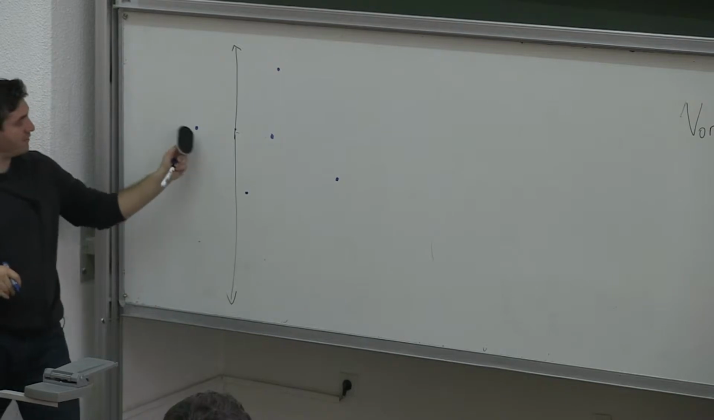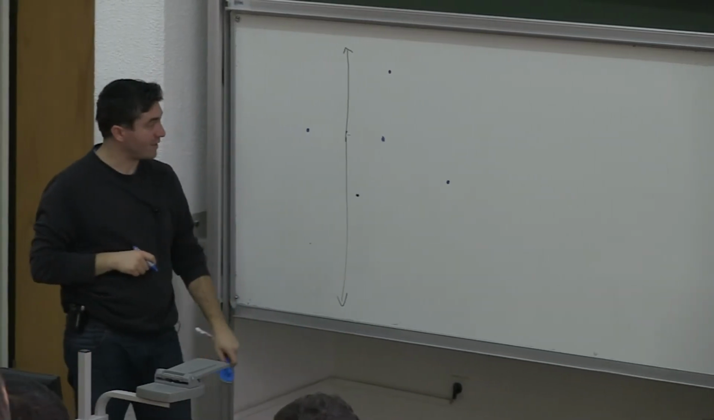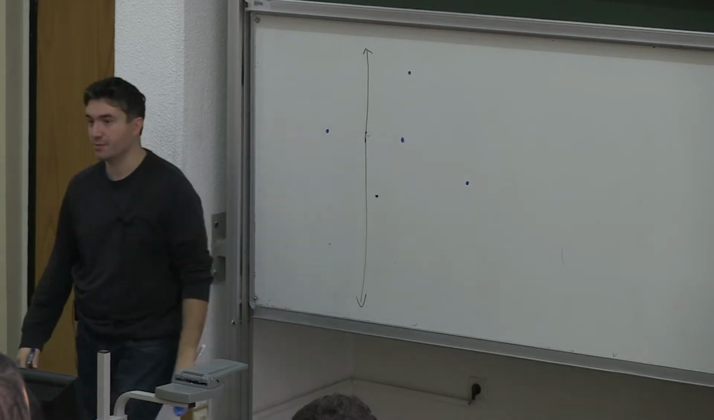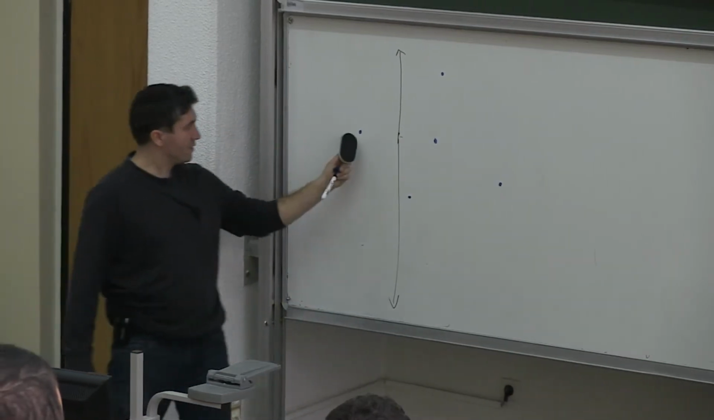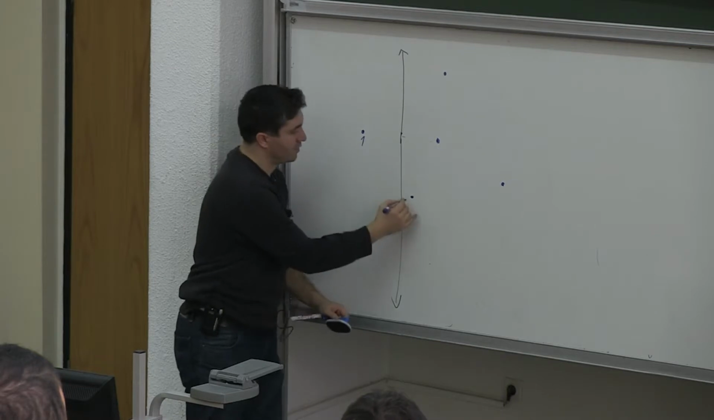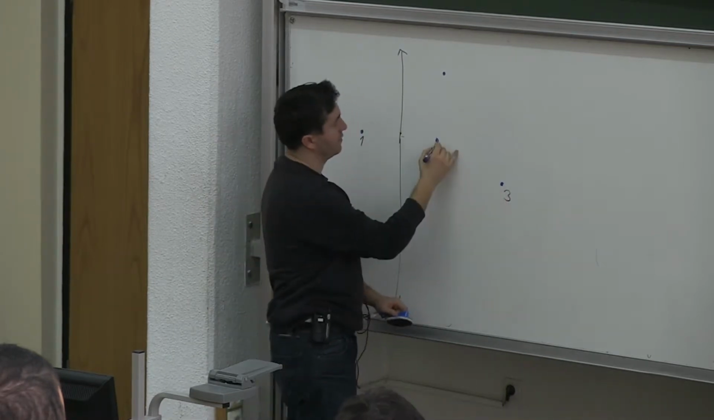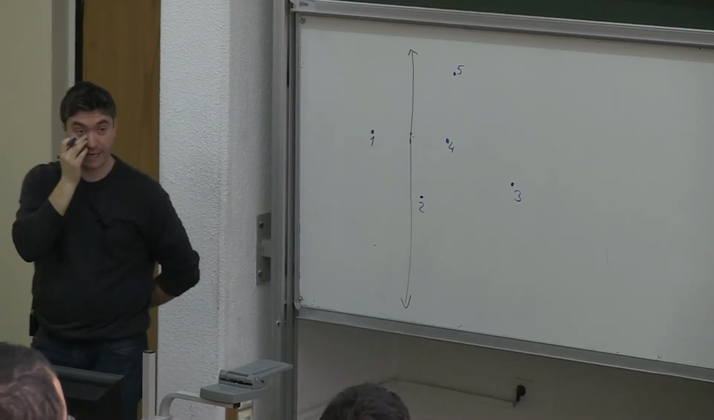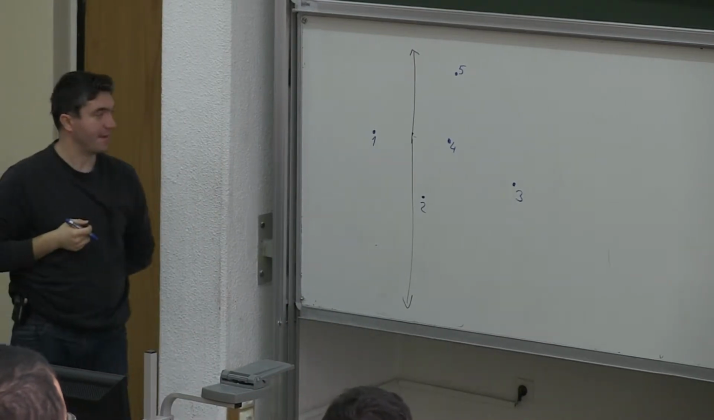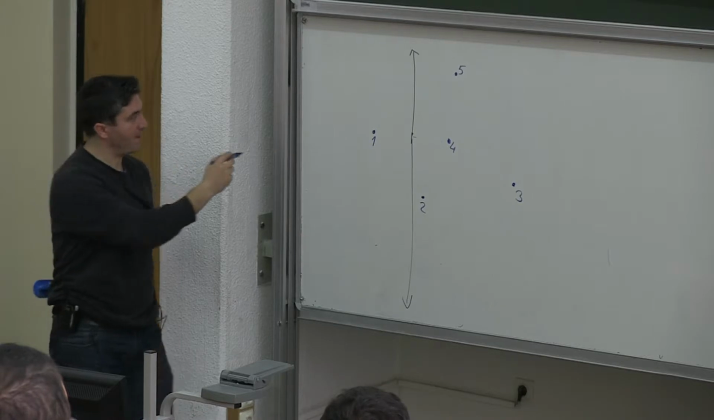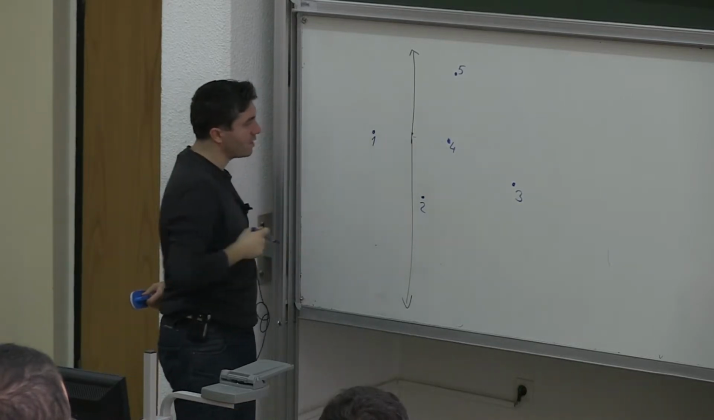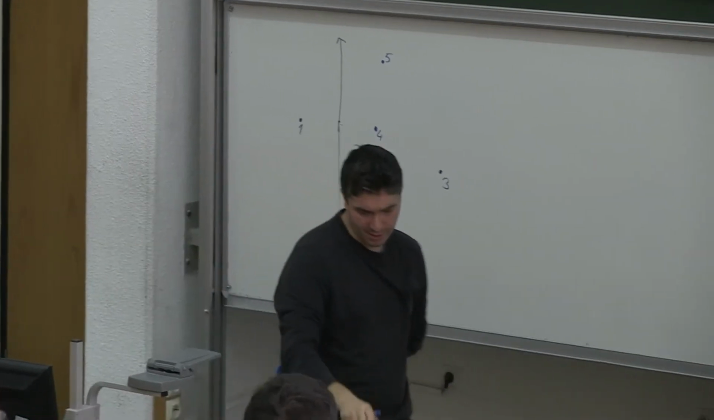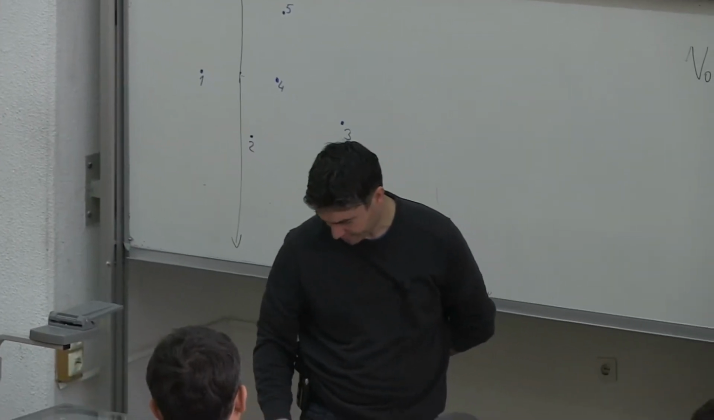Okay, imagine these are the 1, 2, 3, 4, 5 points, and I want to find out the Voronoi cell of this point. Let me indicate the half plane, and let me use the terminology in the book, and let's name these bisectors as well.